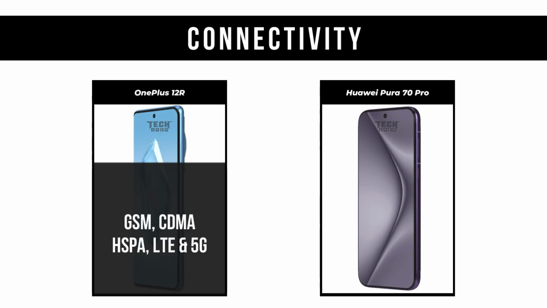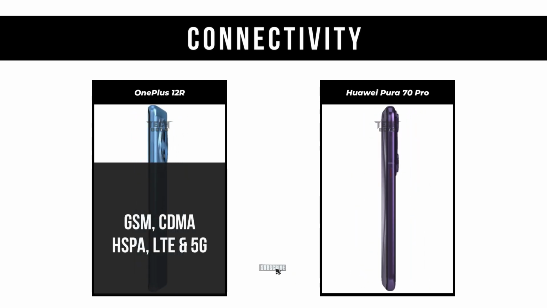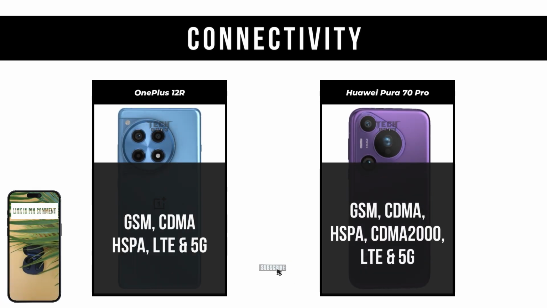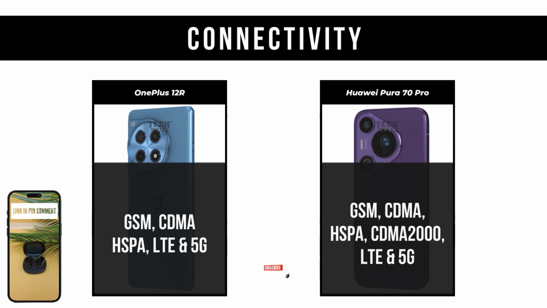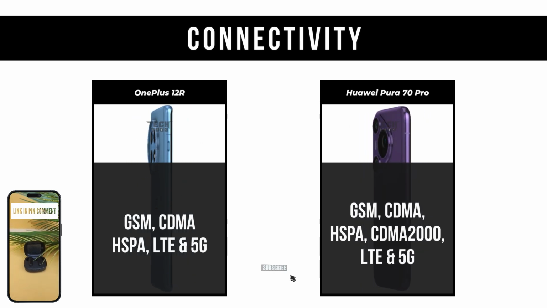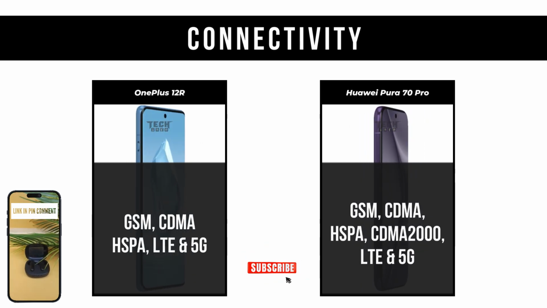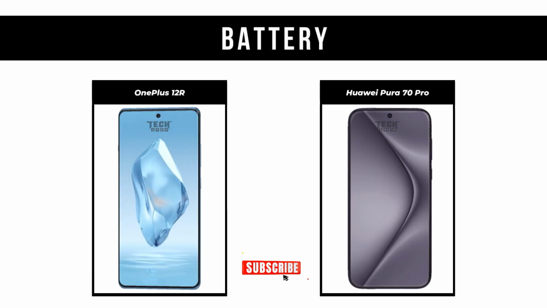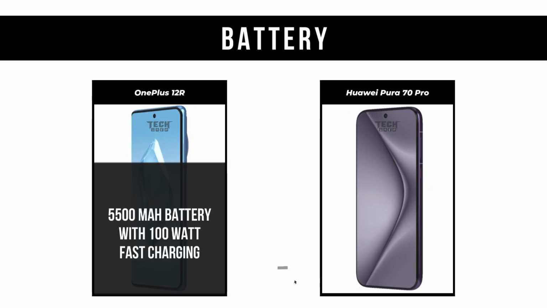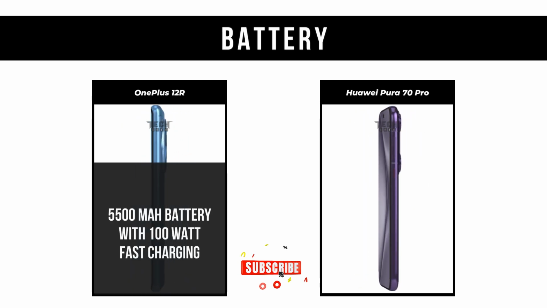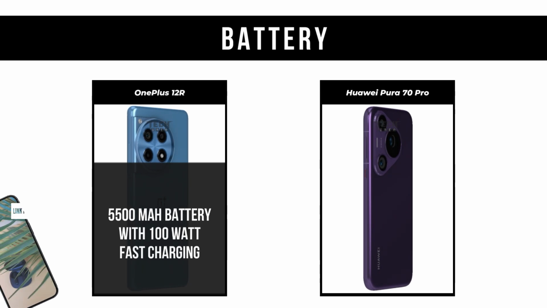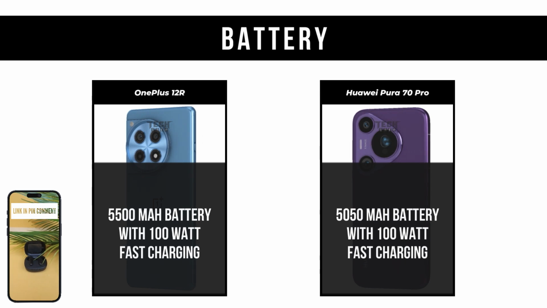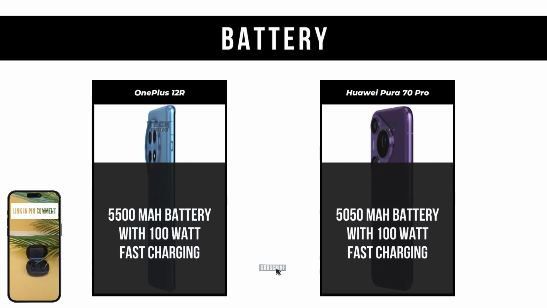Connectivity. OnePlus 12R is GSM, CDMA, HSPA, LTE, and 5G. Huawei Pura 70 Pro is GSM, CDMA, HSPA, CDMA 2000, LTE, and 5G. Battery. OnePlus 12R is 5500 mAh battery with 100 watt fast charging. Huawei Pura 70 Pro is 5050 mAh battery with 100 watt fast charging.